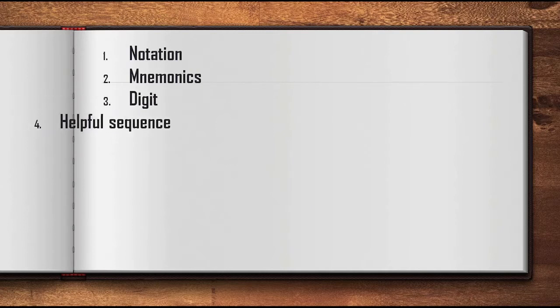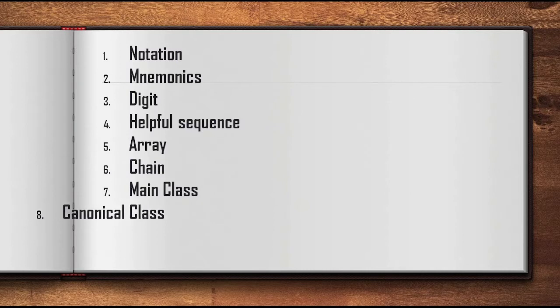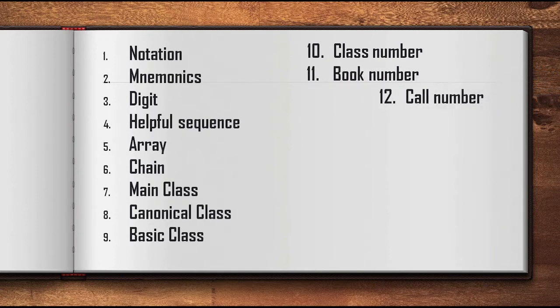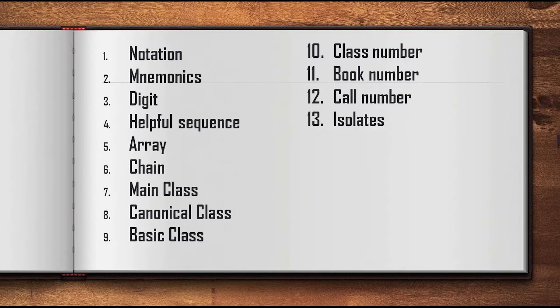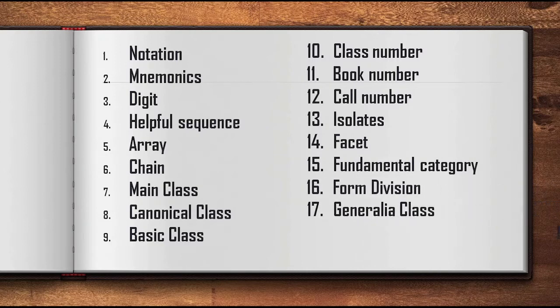The important terms we are going to study are notation, mnemonics, digit, helpful sequence, array, chain, main class, canonical class, basic class, class number, book number, call number, isolates, facet, fundamental category, form division, generalia class, and index.